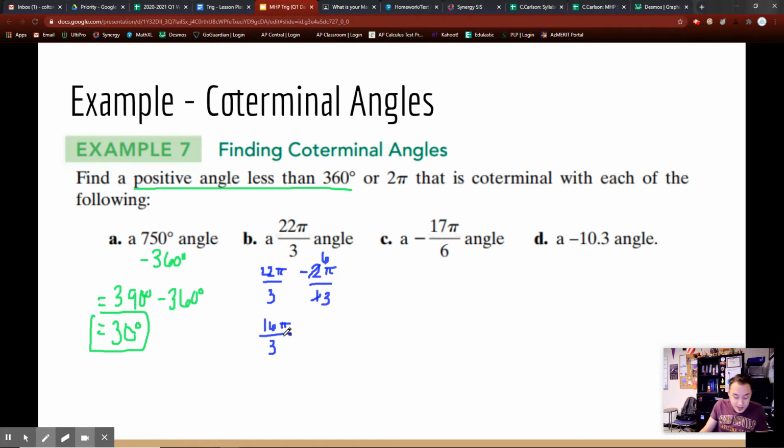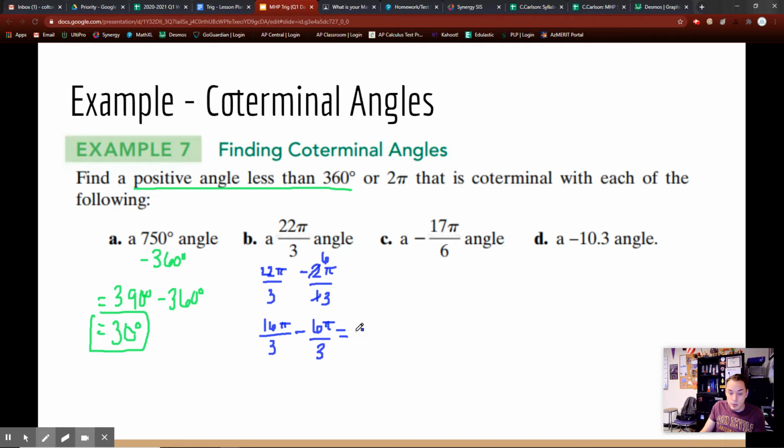Now, here's the question. Does 16 pi all over 3 go past 2 pi? You have to ask yourself one important question. Are you ready? How many times does 3 go into 16? A lot. So it's definitely past 2 pi. So I need to subtract 2 pi again, but I'm not going to write 2 pi because I already know that 6 pi over 3 is 2 pi. So this helps me a lot better.